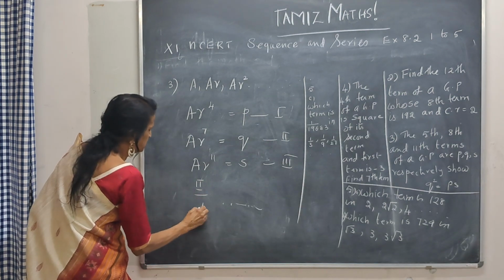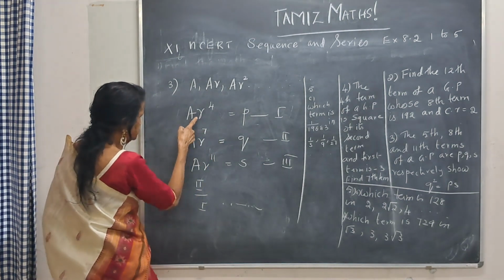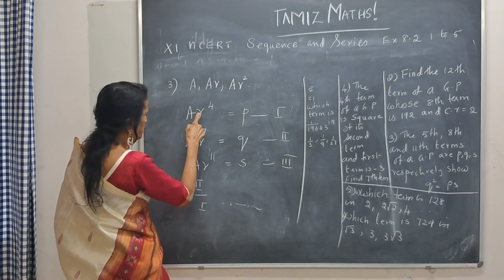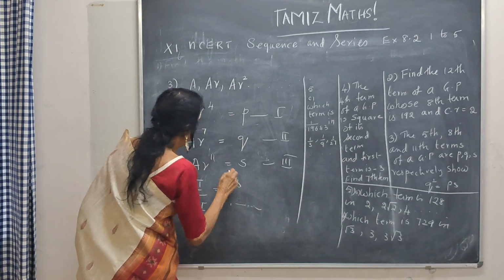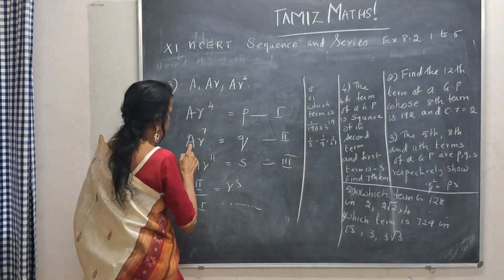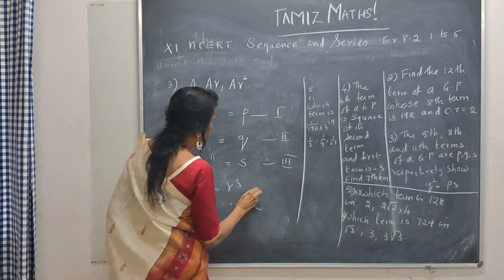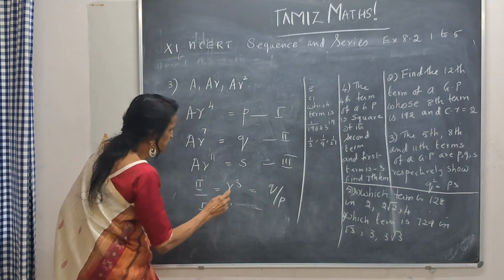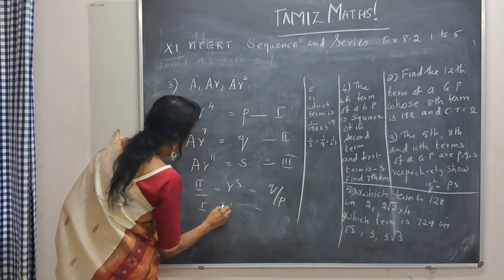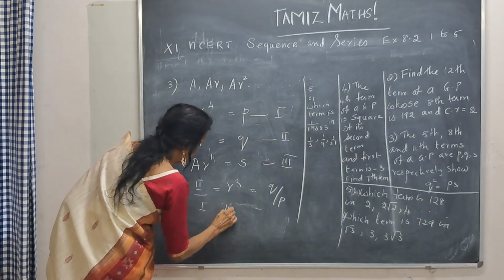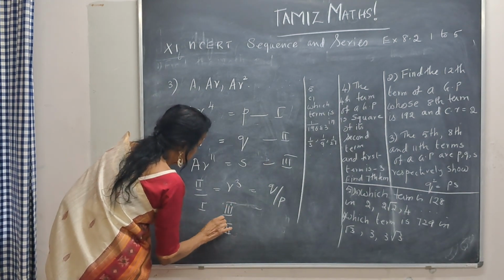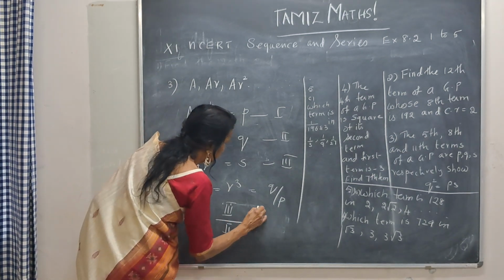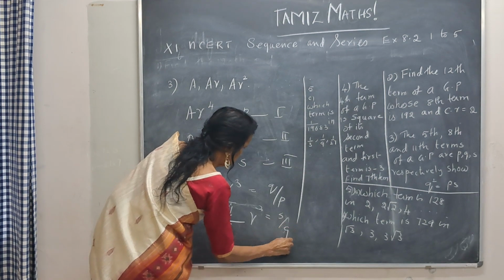2 by 1 will be this by this. 2 by 1 will be r cube, ar power 7 by ar power 4. A and a will get cancelled, r power 3. That will be Q by P. Next, we go for 3 by 2. 3 divided by 2, ar power 11 by ar power 7, that will be r cube. That will be S by Q.